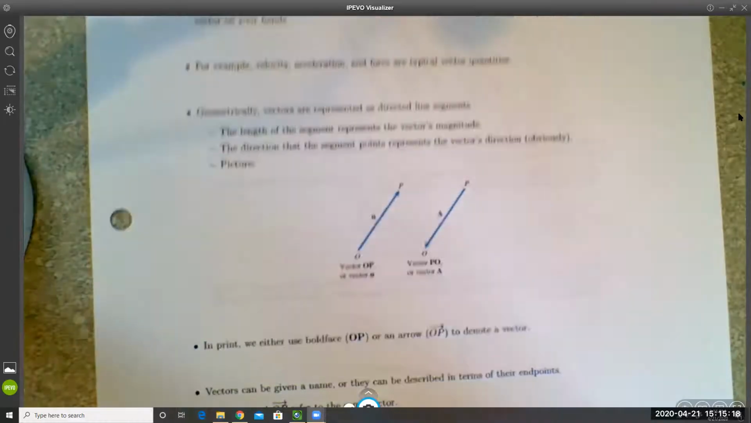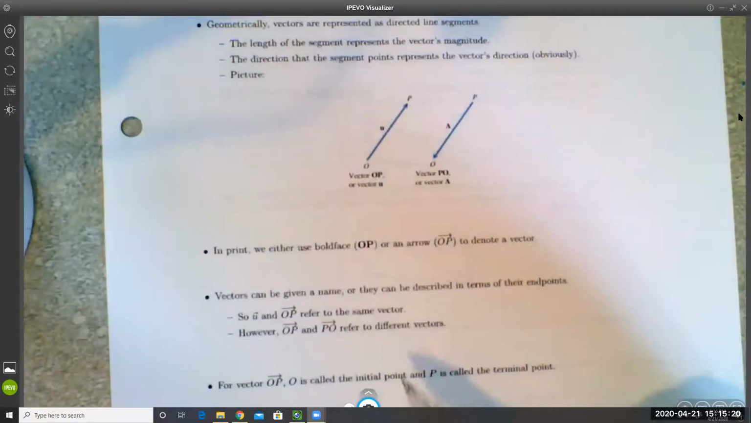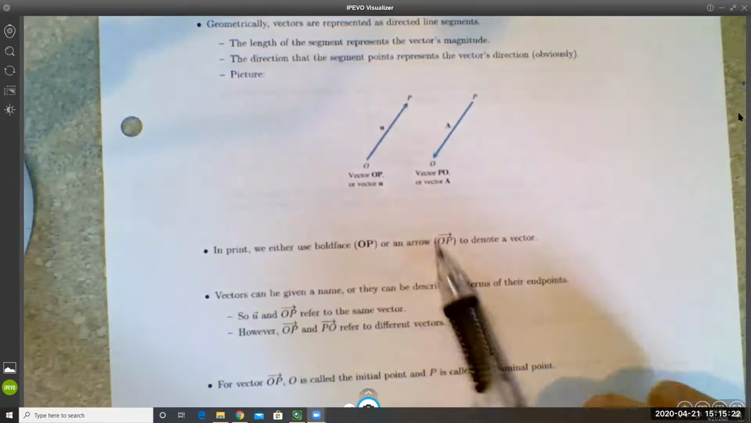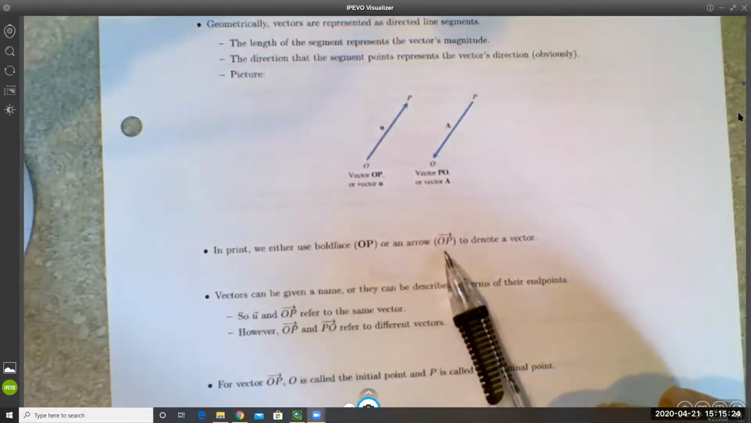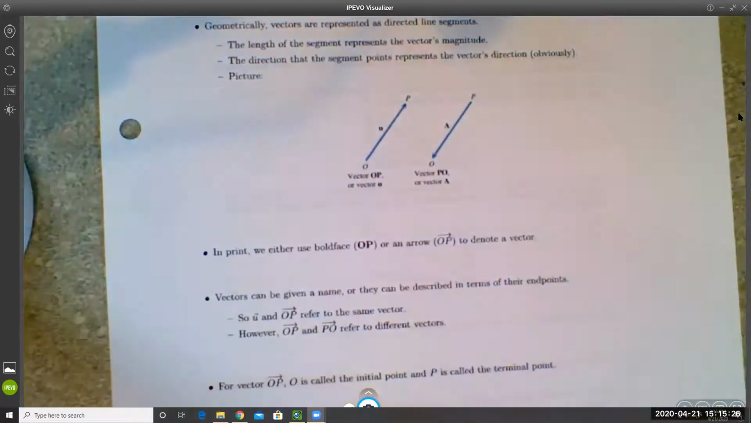When we're writing down vectors in print, we either use boldface or we use an arrow over the top of the vector. I've used arrows over the top of all the vectors in this document because that's how you're going to write it down, since you don't really have a way to do boldface when you're writing things down by hand. So just so that you get used to seeing the notation this way. What else do we need to say here?